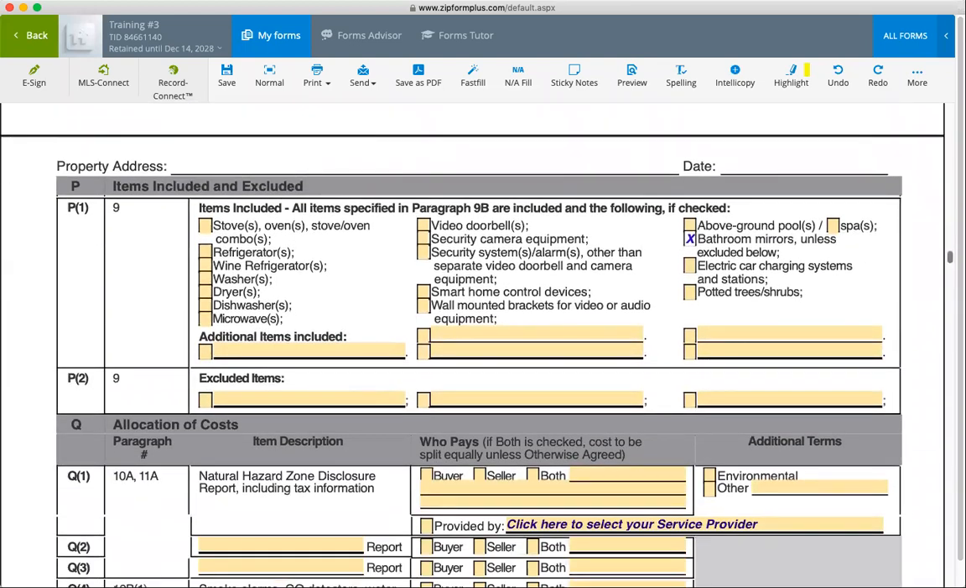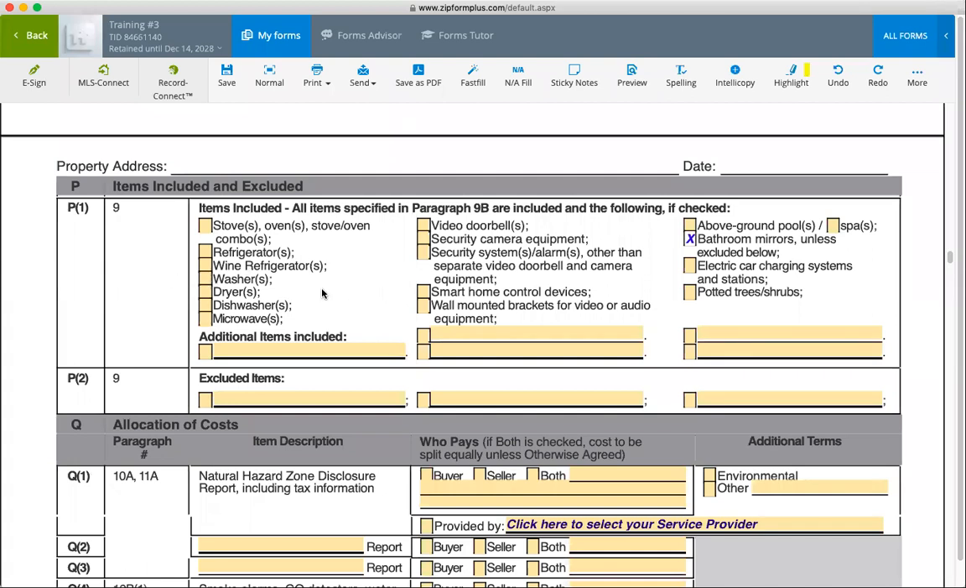Okay, items included and excluded. Paragraph P. So you would check everything that's included. The only one that's pre-checked is bathroom mirrors unless excluded below. So it's automatically included. But the rest of these things you have to check if they're going to be included with the sale. Often the listing will say that washer and dryer are not included.